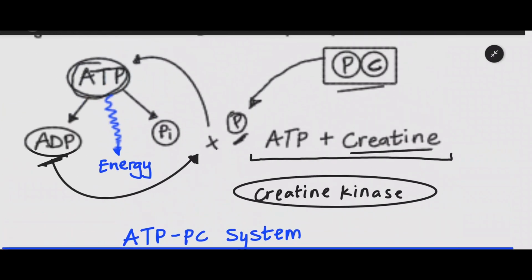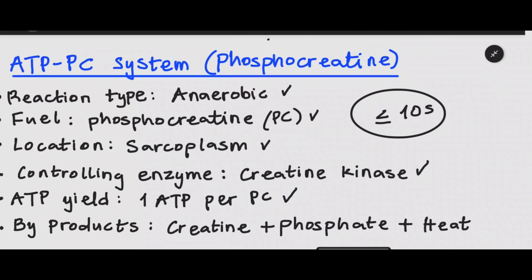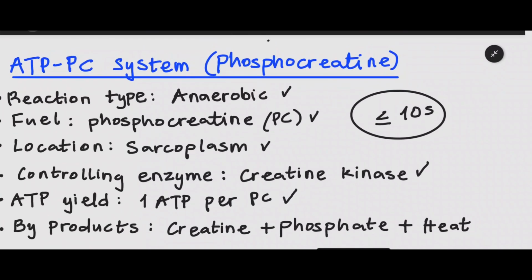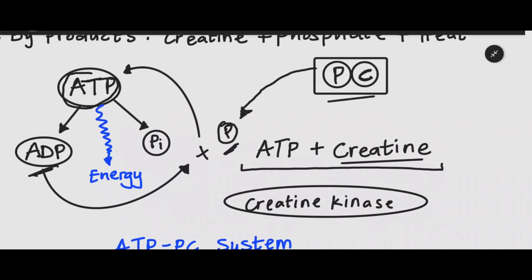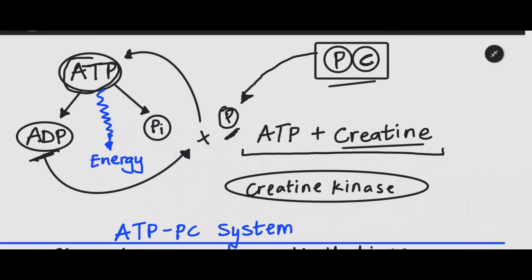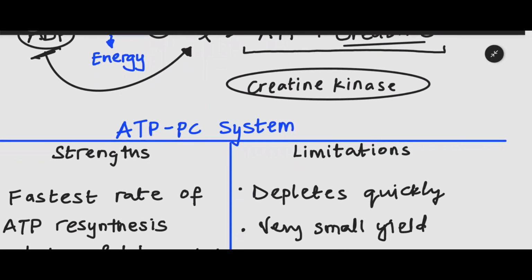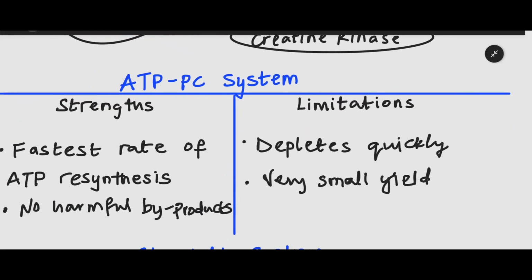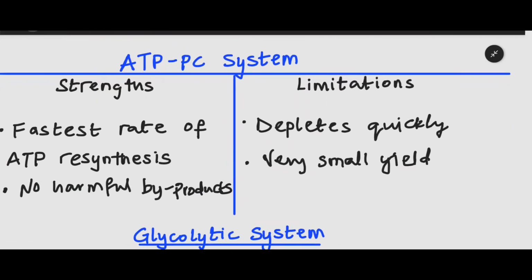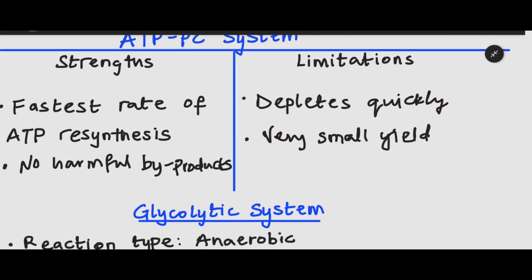And also something to remember about the ATP-PC system is that it lasts for up to 10 seconds. So any activity that lasts for up to 10 seconds will be powered by the ATP-PC system. So first thing at the top of my head is a 100-meter sprint or a shot put or a javelin throw. Those are movements that are very short duration, very explosive, very rapid.